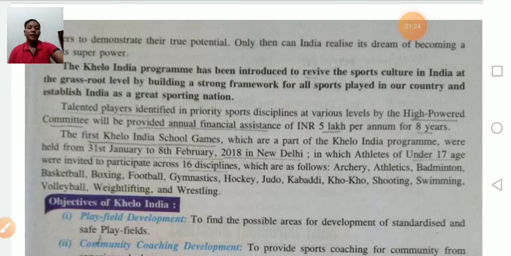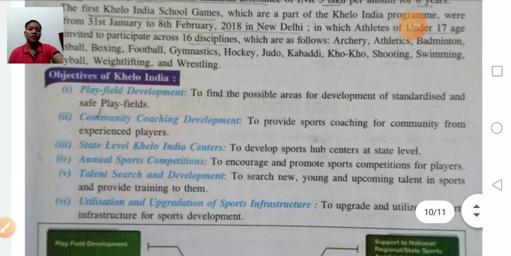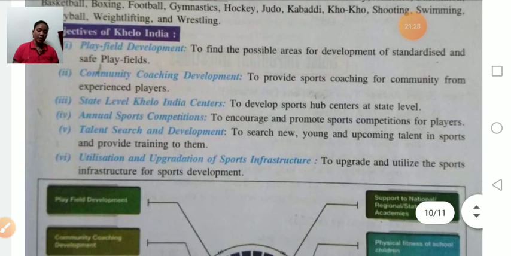Next are the objectives of the Khelo India program. The first objective is playfield development: to find possible areas for the development of standardized and safe playfields. This Khelo India program helps to make playgrounds.